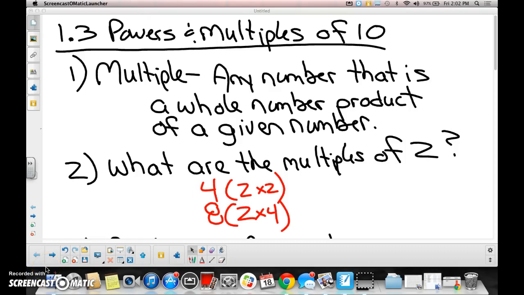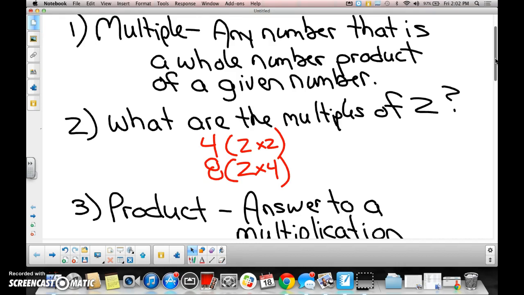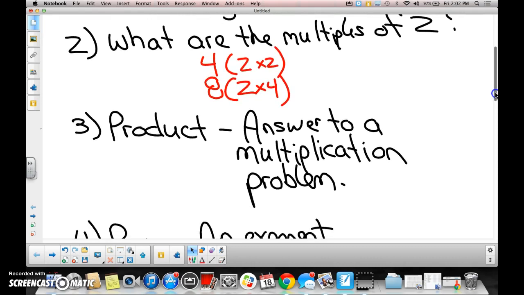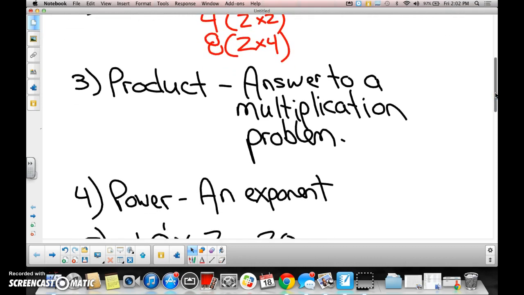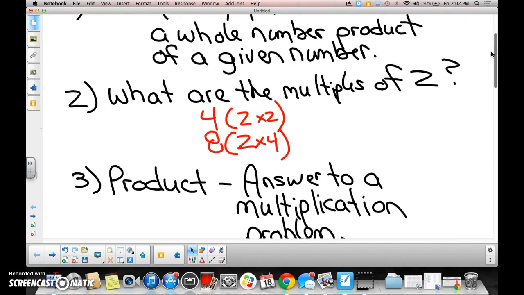All right, ladies and gentlemen, we have lesson 1.3, powers and multiples of 10. We have a couple of vocabulary words, I think actually 3 that you're going to have to be familiar with. Multiple, we discussed in class. I'll let you read that for yourself. Skip down to number 3, we have product. Again, you can read that for yourself. Power, again, read that one for yourself. We talked about those things.